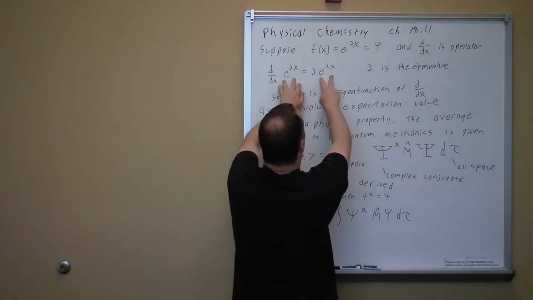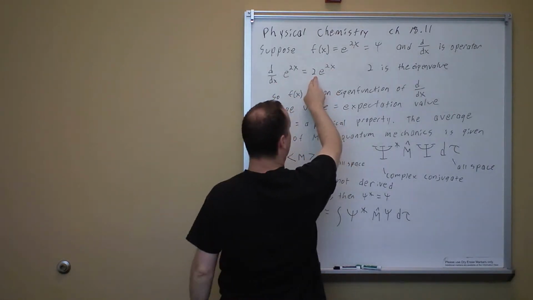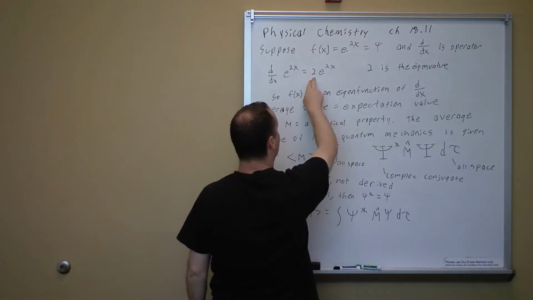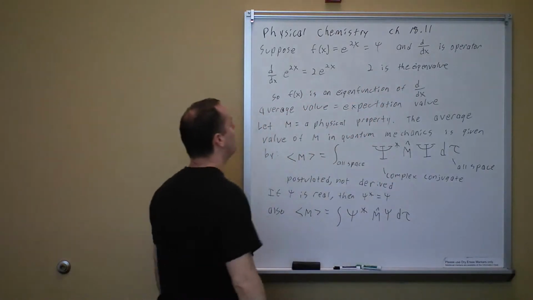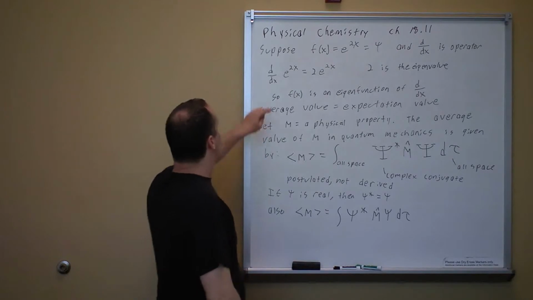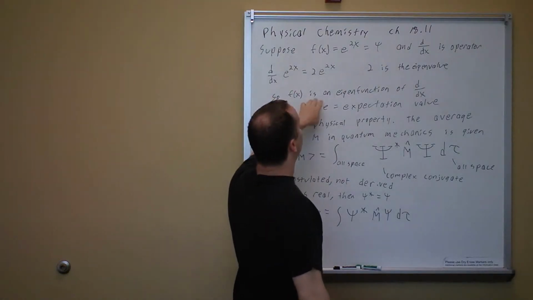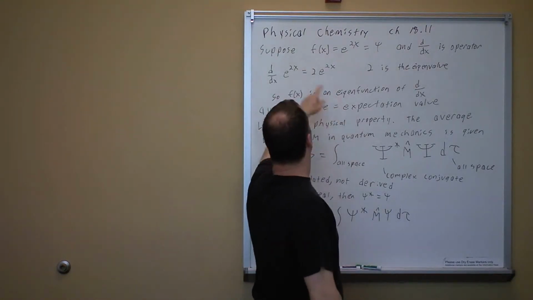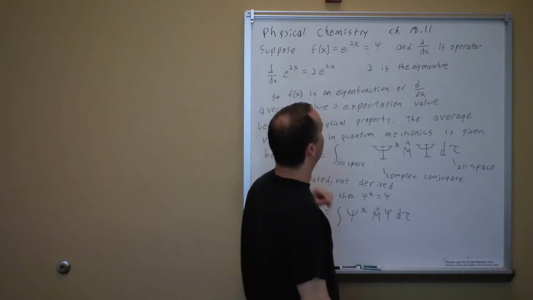Notice the perfect match here. You still have your function, but you've got a constant in front of it, in this case 2. So 2 is our eigenvalue. That's how you find that. So f of x is an eigenfunction because we ended up with the original function and a constant in front of it.